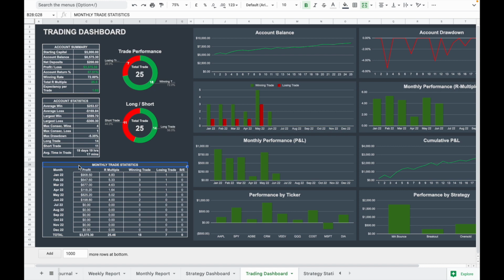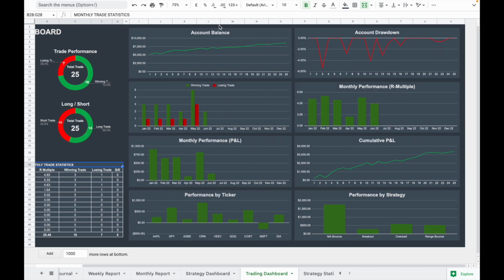The interactive and dynamic charts automatically update when you input data into your trading journal. The pie chart shows your trade performance, such as the number of winning or losing trades, as well as your long or short trades. The graph and bar charts display your account balance, account drawdown, monthly winning or losing trades, monthly performance by R multiple, monthly performance by profit and loss, cumulative P&L, performance by ticker, and performance by strategy.